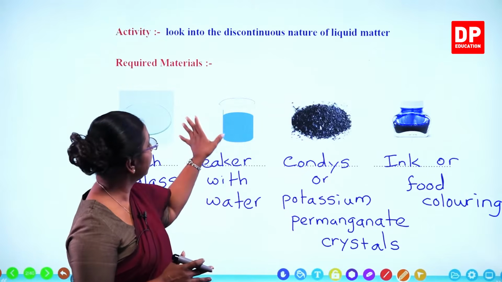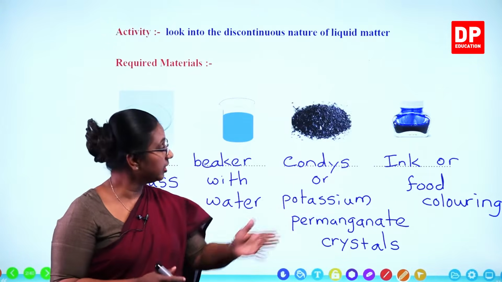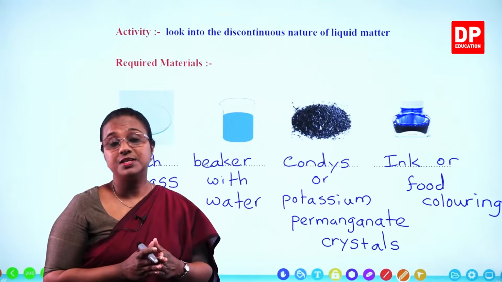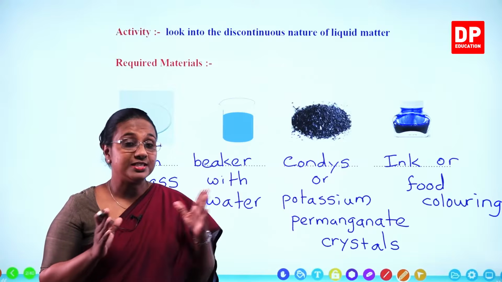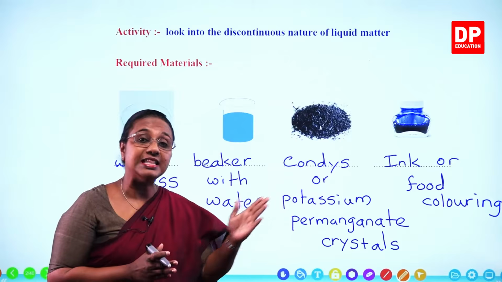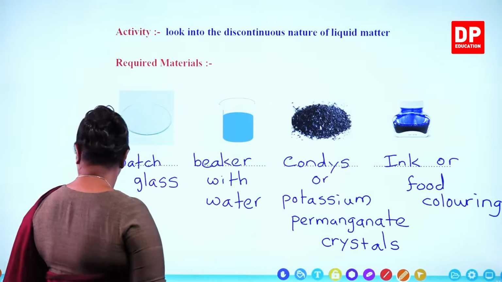The same way, we take another beaker containing water. We will be putting a few drops of the colored ink and you will observe what happens there. So that is the simple activity. I will discuss the method again and then we will do the activity.